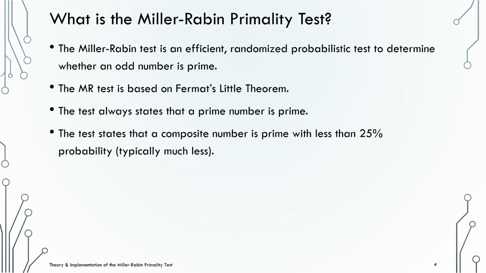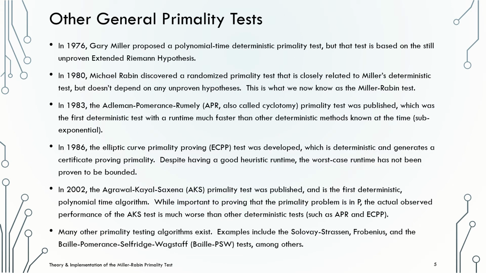So the Miller-Rabin Primality test is an efficient, randomized, probabilistic test to determine whether an odd number is prime. It's based on Fermat's little theorem, and it always states that a prime number is prime, but occasionally it will say that a composite number is prime, but the probability of that happening is less than 25%, and as we'll see later, it's typically much less.